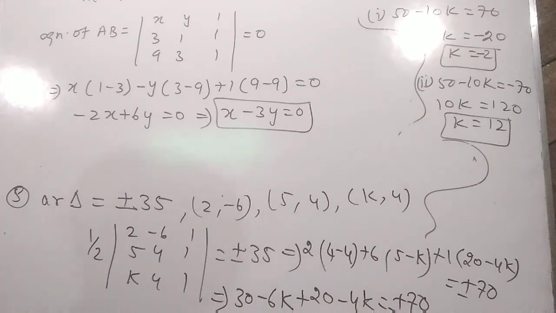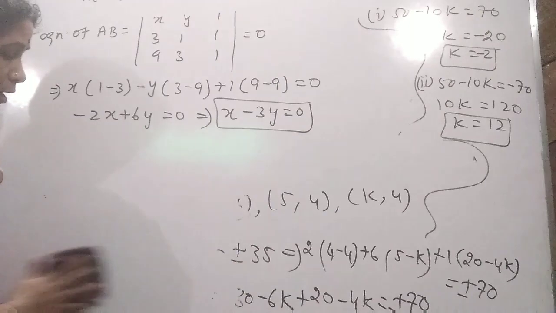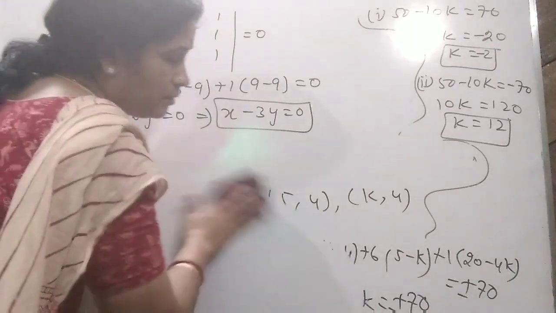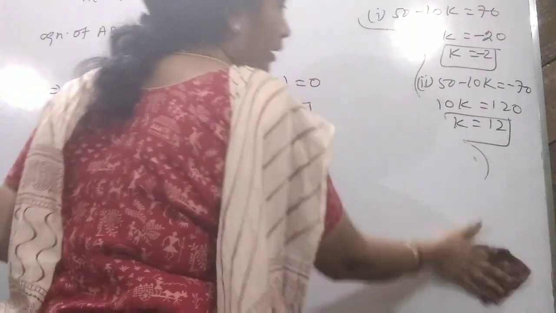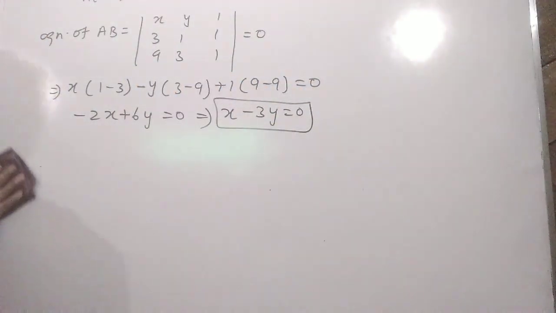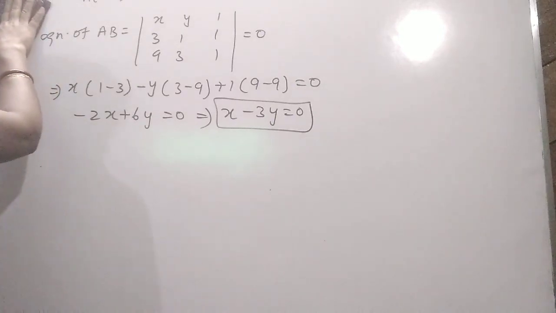Are you clear? So in this entire exercise we have seen just a simple formula, the area of the triangle. Then we have seen what to do if 3 points are collinear, and if the area is given, then we should take plus or minus. And then finally we have seen how to find the equation of AB. Are you clear, beta? So can you complete this exercise? Yes, ma'am. Okay, now let us take another topic, beta. Just let me explain clearly.